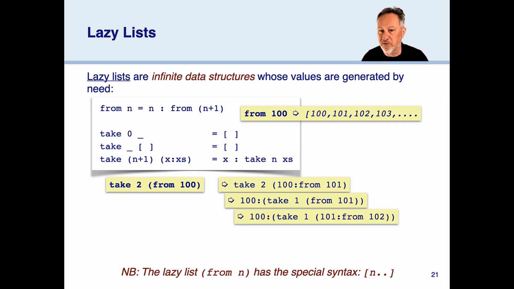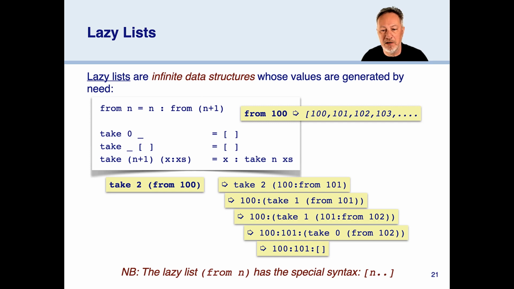That forces us to evaluate another step of the from function, yielding the list starting with 101 followed by the lazy list from 102. We pattern match again the third case of the take function, and we pull out 101. And finally we take 0 from the lazy list starting from 102. But now we pattern match the first case of the take function, throw away the lazy list, and return the empty list, tack it on to the end, and now we simply have the list with 100 and 101 in it.